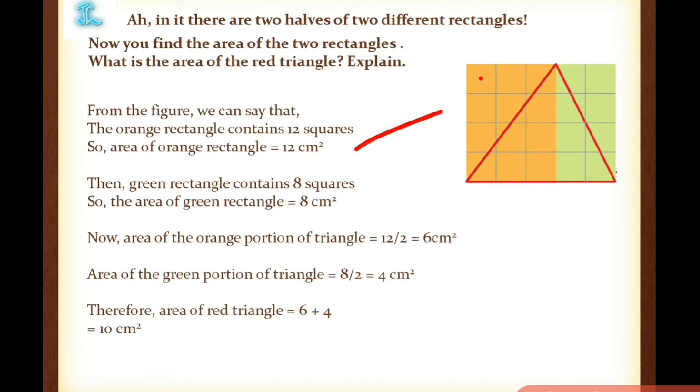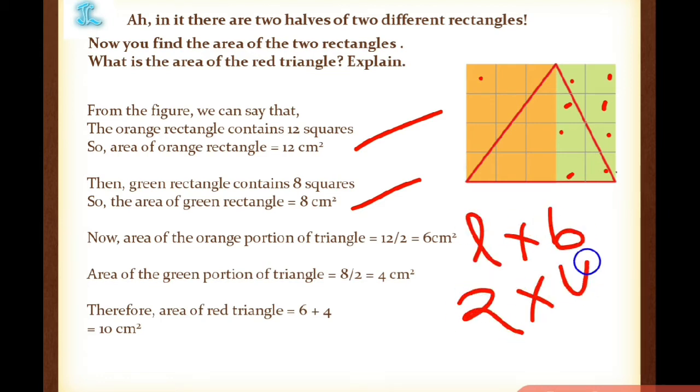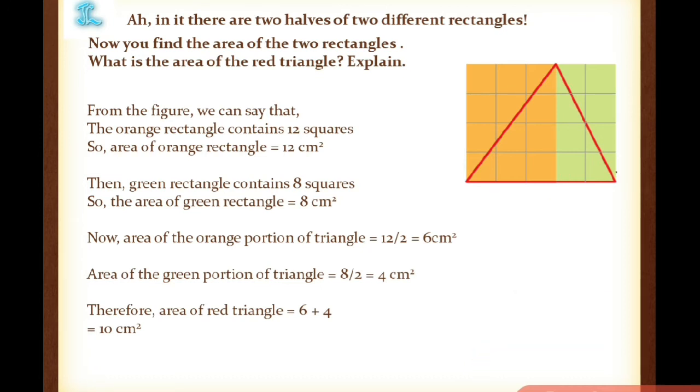12 square centimeters. Similarly, find the area of the green rectangle. It is 1, 2, 3, 4, 5, 6, 7, 8. Otherwise, the formula is L into B. L is 2, into breadth is 4. So, 2 fours are 8. Okay. So, now we got the area of the orange rectangle, 12, and the area of the green rectangle, 8.